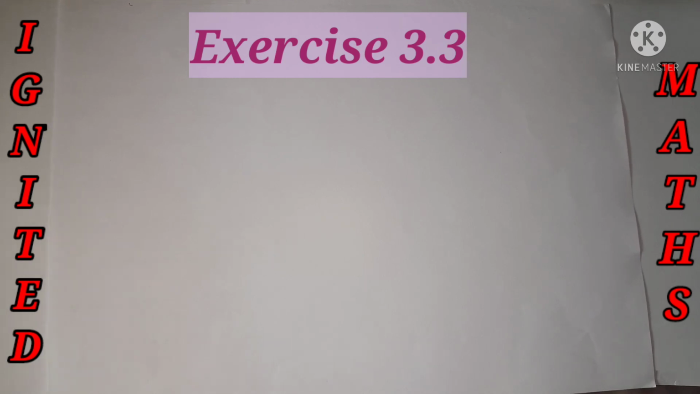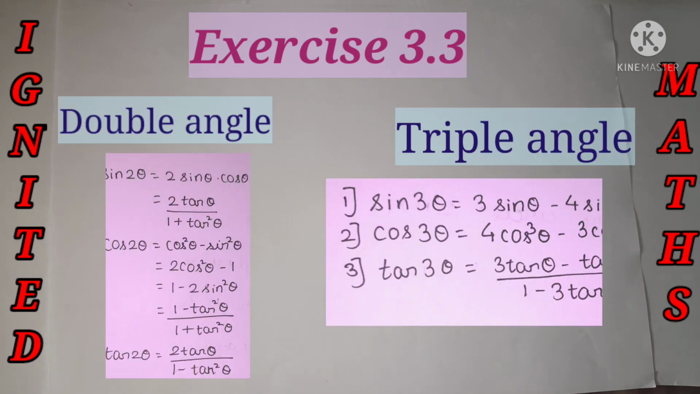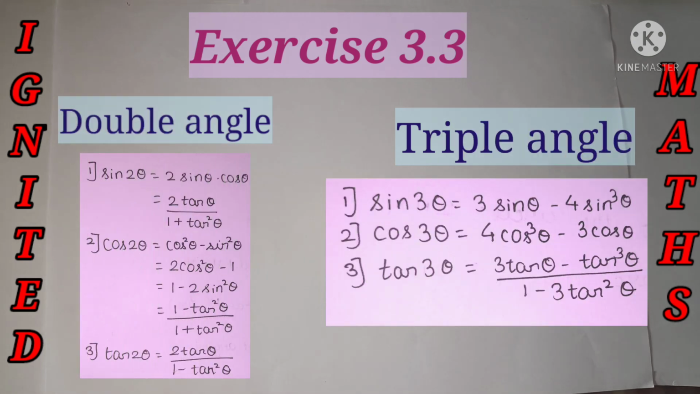Now we are going to learn exercise 3.3. The most important formulas that we need for exercise 3.3 are the trigonometric functions of the double angles and triple angles. I hope all the formulas are mentioned. Just recollect each and every formula, because this exercise is completely based on double and triple angles, and also some basic concepts of the trigonometry chapter, like trigonometric identities, function tables, and allied angles.